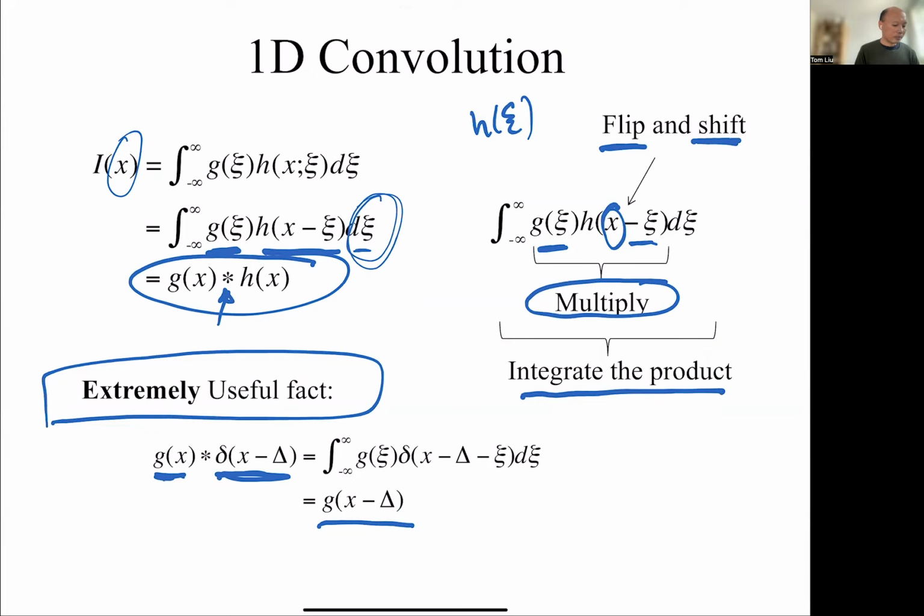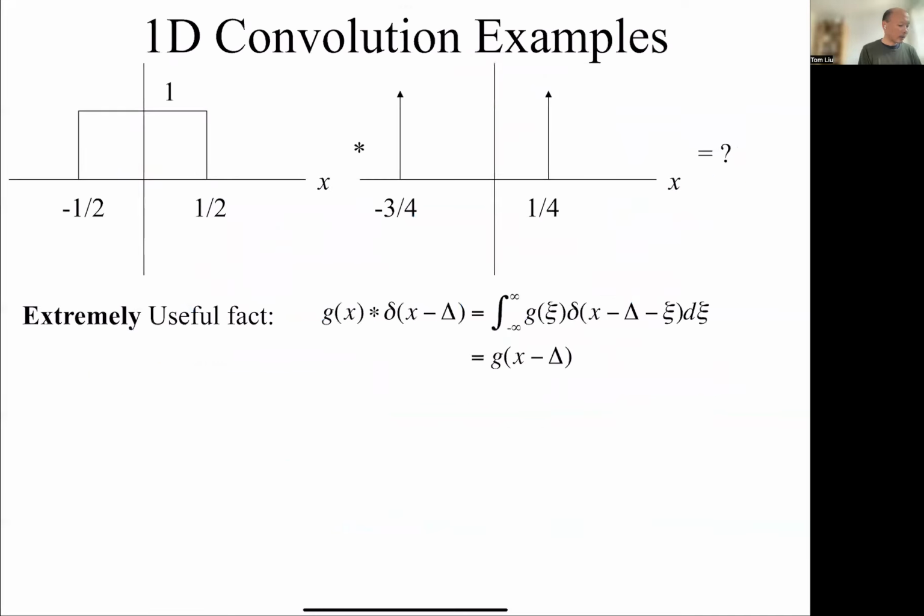Okay. So in this case, the shift is by x. So basically, if I want to know what my value is at x, I take my one function, g, take my other function, flip it and shift it by x, multiply those two functions together, and then integrate the product. Okay, so let's see what that looks like.